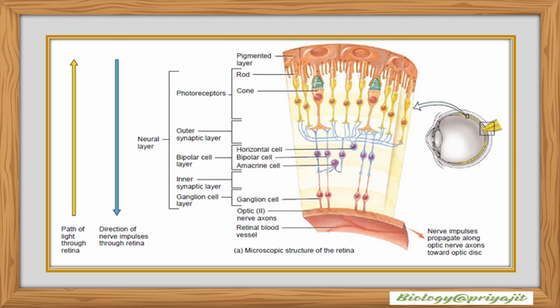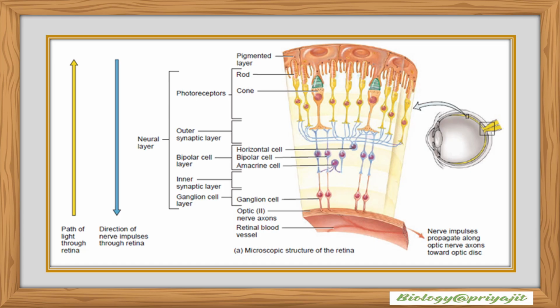There are some supporting cells like horizontal cells. They help integrate signals between rod and cone cells. Amacrine cells, they process signals before reaching ganglionic cells. Blood supply. The retinal blood vessels nourish the retina. Signal transmission, nerve impulses are collected by the ganglionic cell axons to form the optic nerve. It carries signals to the brain for image formation.